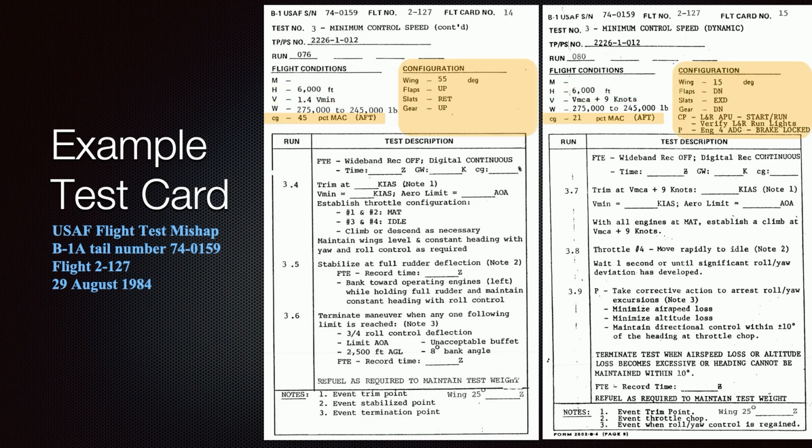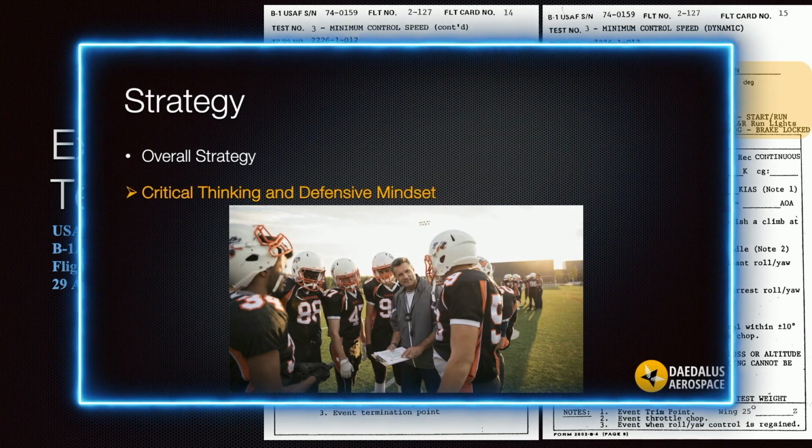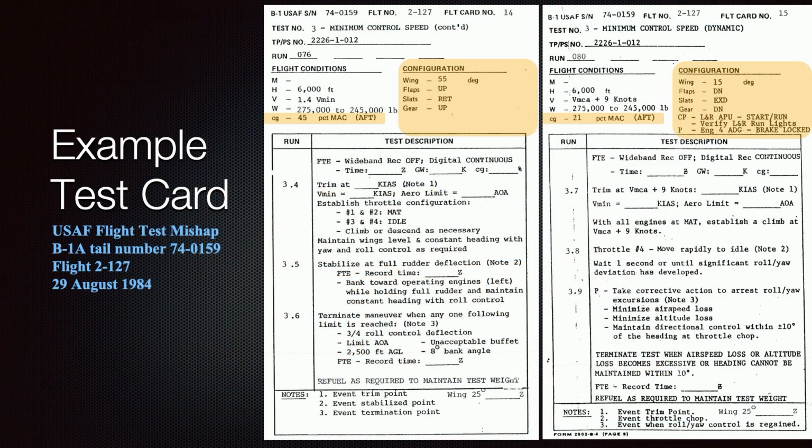Note that there are 4 configuration changes for the aircraft between flight cards 14 and 15. Landing gear, flaps and slats, wing sweep, and longitudinal center of gravity expressed in %MAC. Nowhere in the test card does it specify the order in which these 4 changes should be made. This was the critical oversight, and it's why I taught the section earlier on critical thinking and the defensive mindset. Sweeping the wings forward before moving the longitudinal center of gravity forward created an out-of-envelope condition, which was the causal factor for loss of control.